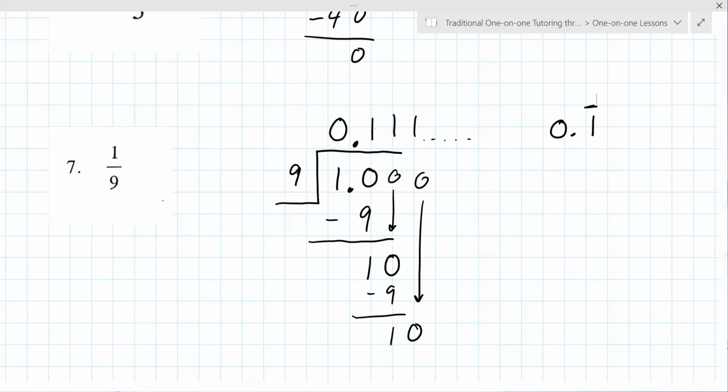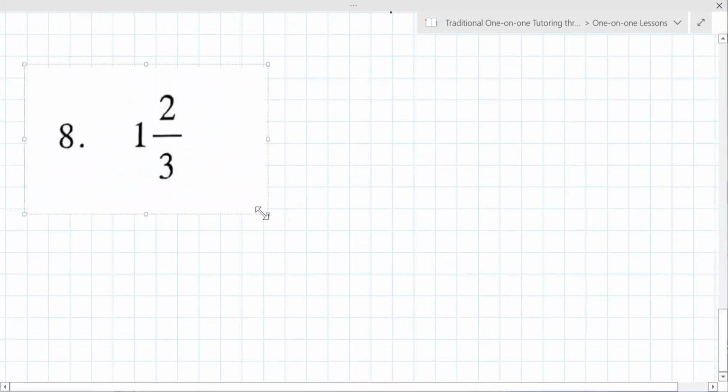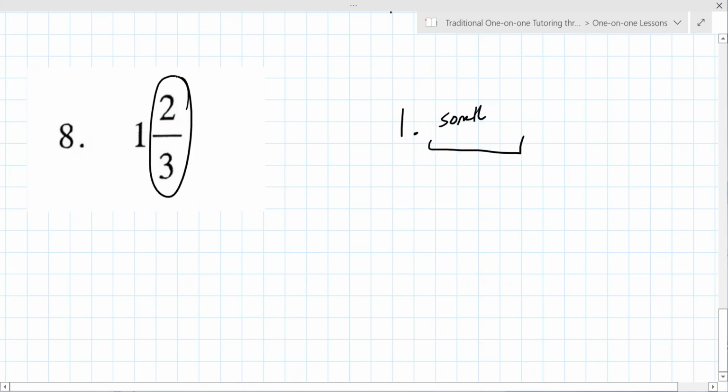All right, so let's look at number 8. These aren't too bad. The mixed numbers, they're kind of distracting because the answer is going to be 1 point something. And that something comes from the decimal part. So you have to figure out, well, what is that something? But the 1 just comes with part of the answer.